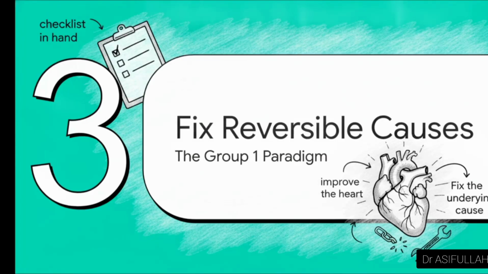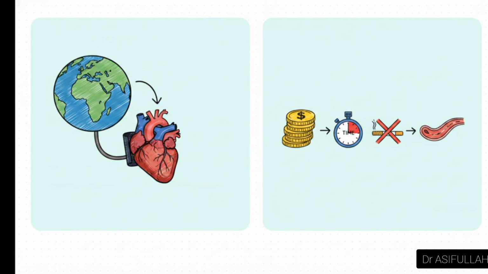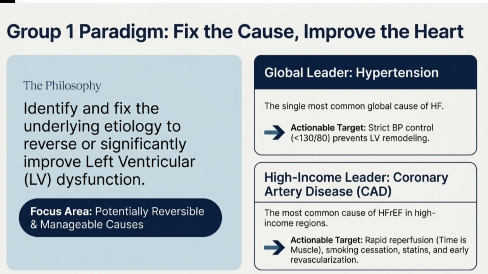Okay, Section 3, Fixing Reversible Causes. This is our Group 1 paradigm. Now, check out this crucial contrast between what drives heart failure depending on where you are in the world. The global leader, literally the single most common worldwide cause, is hypertension. The actionable target here is crystal clear: strict blood pressure control to below 130/80. Doing that prevents left ventricular remodeling.